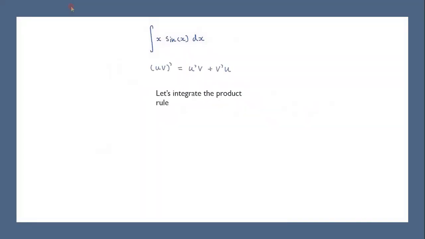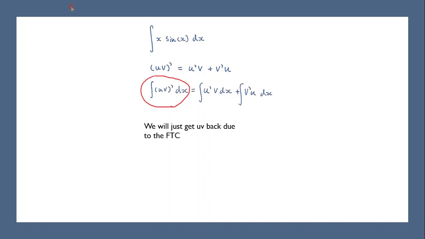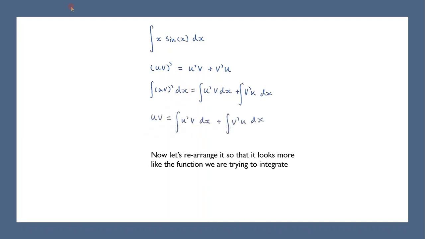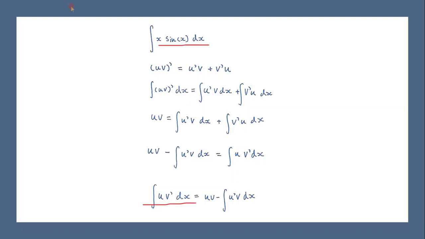Well, you'll have to understand that we need to use a different technique here, and it's actually a technique derived from the product rule. So if we integrate the product rule, what we will get is something like this, and we can actually match it to the function we're trying to integrate. So we use integration by parts when we have two functions that are together.